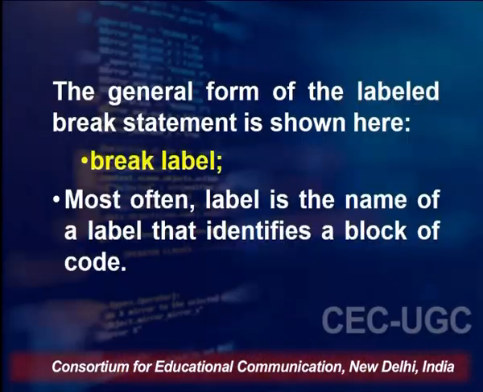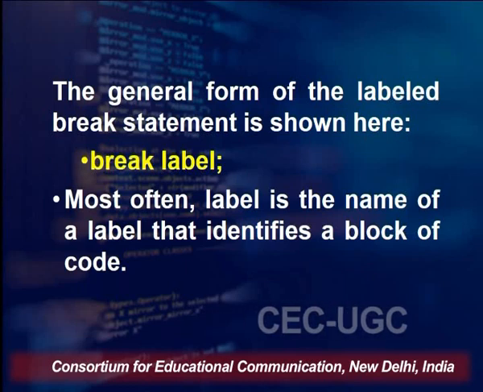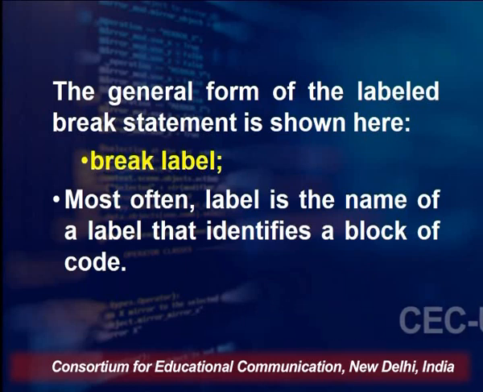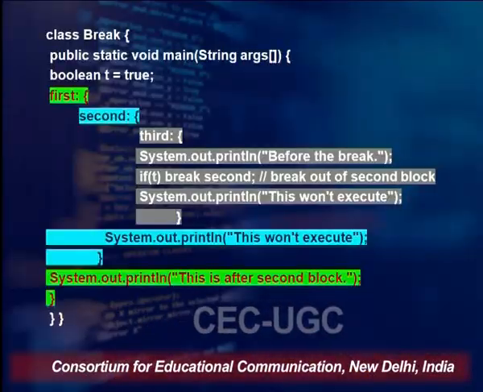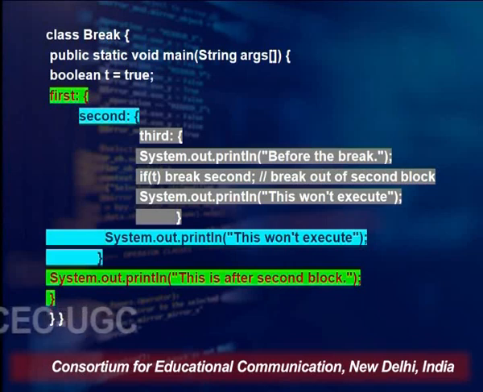The general form of the labeled break statement is nothing but break and then a label. Now what is this label? This label is the name that identifies a block of code. Let us see with the help of an example. Within this example we have one variable which is named t, and the value of this boolean variable is true.